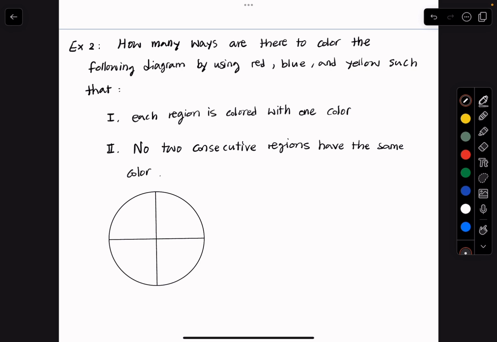Question 2, this is a very classic type of counting question, which you want to color something.